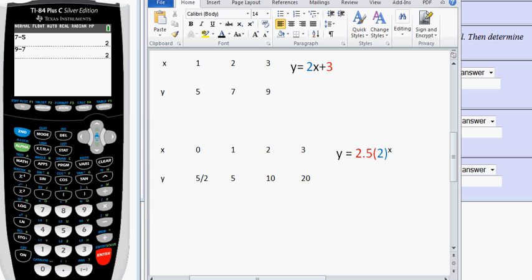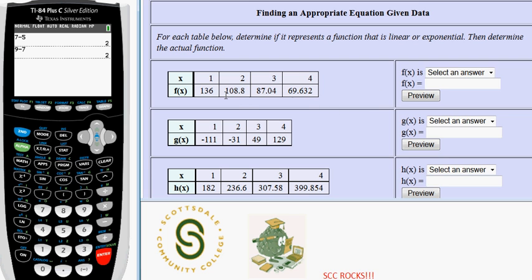So that's what it looks like for an easy example. If you want to go to Math AS now and see the more difficult version, it's maybe not as easy to subtract or divide in your head, but let me just see if this is linear or exponential. I'm going to try exponential first. I'm going to take 108.8 and divide it by 136. And that's going to tell me what the multiplier is between those two numbers.